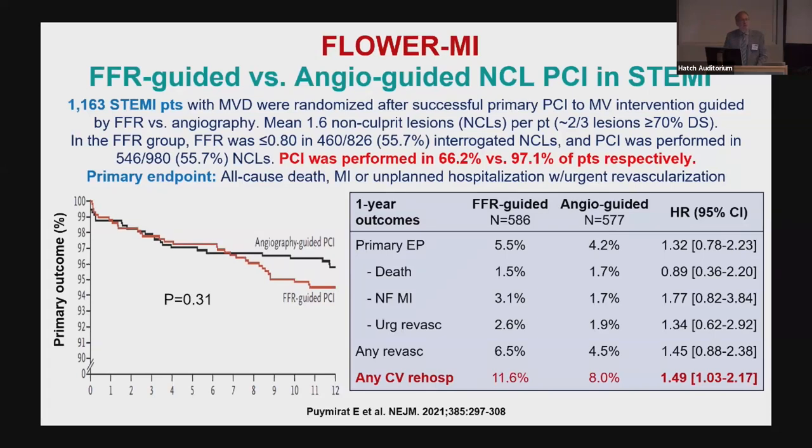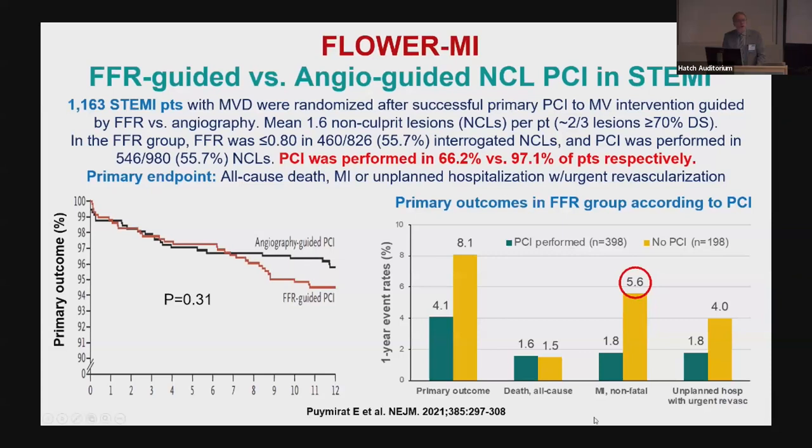And they said, should we treat those lesions if they were significant with an angiographic strategy, greater than 70% stenosis, treat them, or should we use FFR? And with FFR, they were able to defer treating about 1/3 of the lesions. So there was no difference in these two strategies. If anything, the angiographic-guided PCI strategy seemed to be a little bit better, and this was published in the New England Journal.